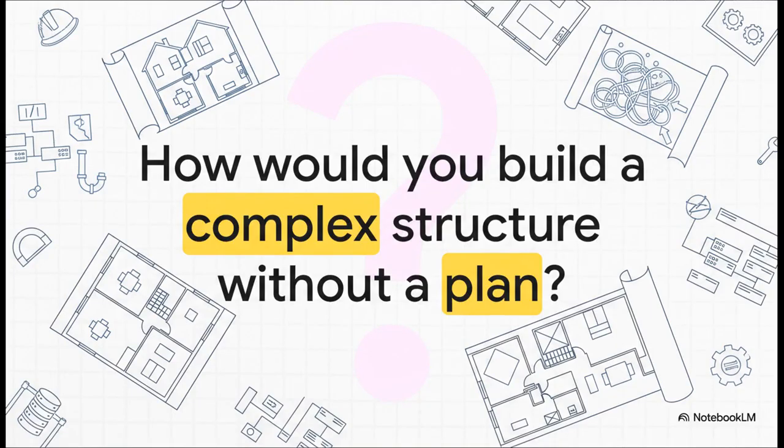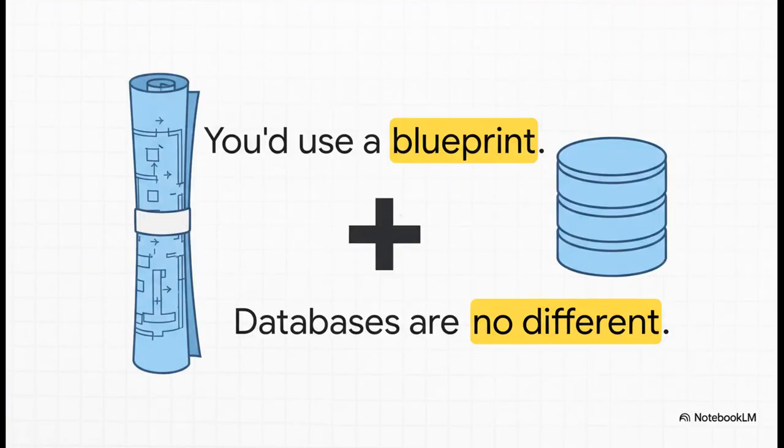Okay, let me ask you this. How would you build something complex, like a house, without a plan? I mean, really think about it. You've got plumbers, electricians, carpenters, all trying to work together with no shared design. It'd be pure chaos, right? You'd have rooms that don't connect, pipes sticking out of random walls, just a total mess. Exactly. You'd use a blueprint. It's that one single source of truth that keeps everyone on the same page.